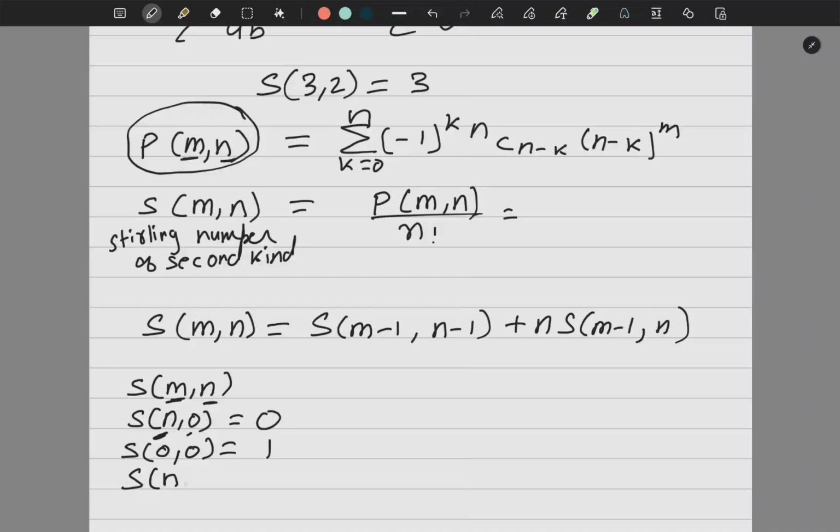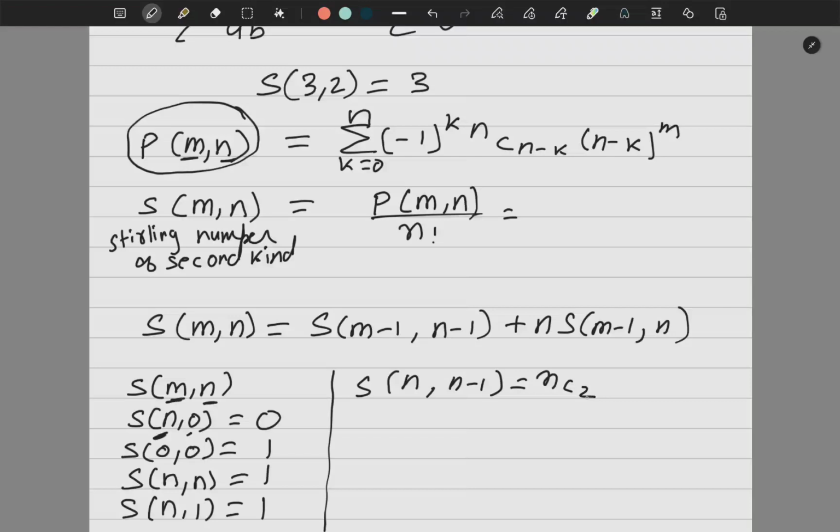Then how many ways can I arrange n objects in n places? One, obviously. How many ways can I arrange n objects in one place? Obviously one, because all will go in the same box. So like this I can derive the recurrence relations: S(n, n-1) is equal to nC2, and similarly S(n, 2) is equal to 2^(n-1) minus 1. Okay, now this was a basic idea.